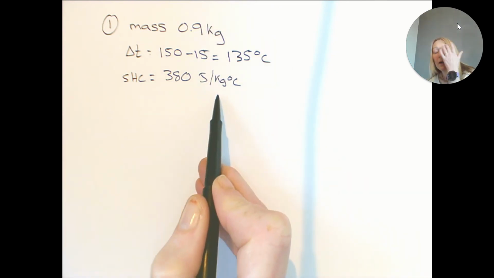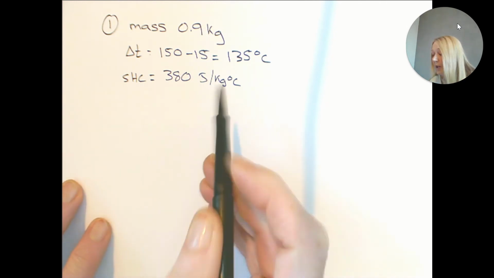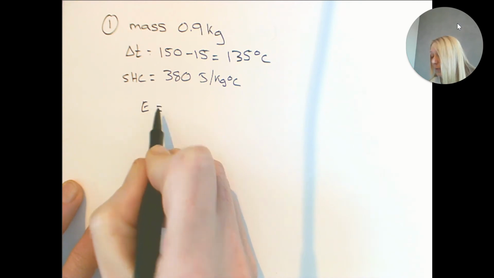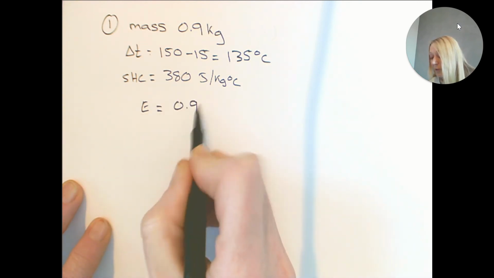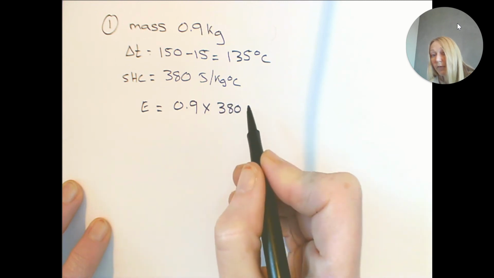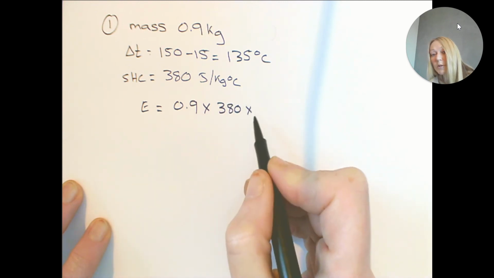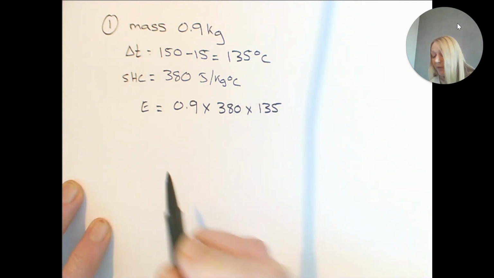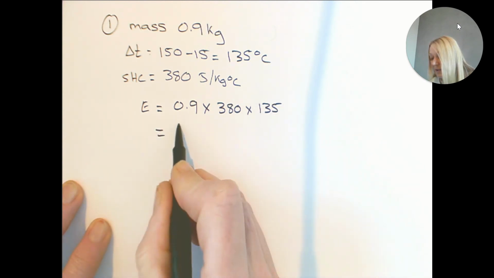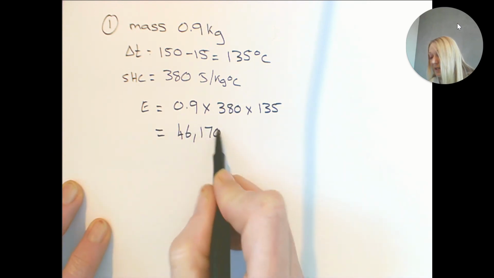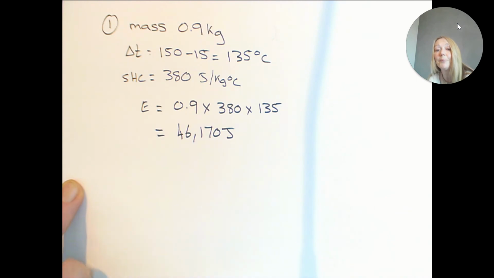Checking that all of the units are correct, we then just plug that into the equation. So the energy transferred equaled the mass 0.9 times by specific heat capacity of 380 times by change in temperature of 135, which gives us 46,170 joules of energy.